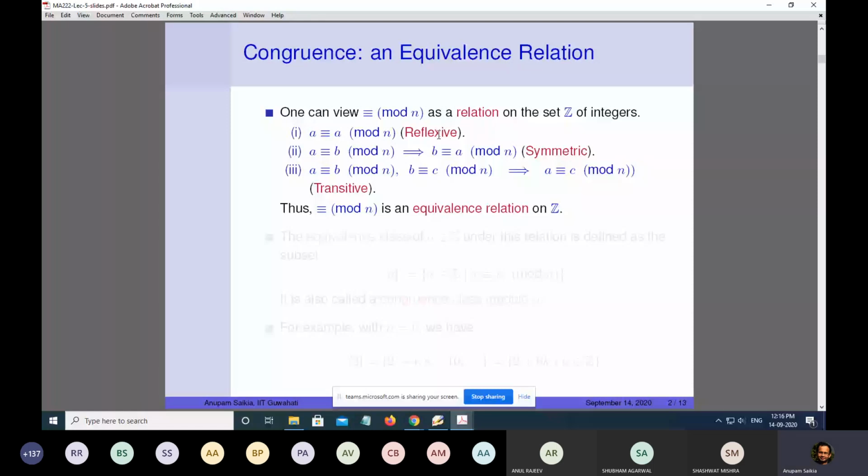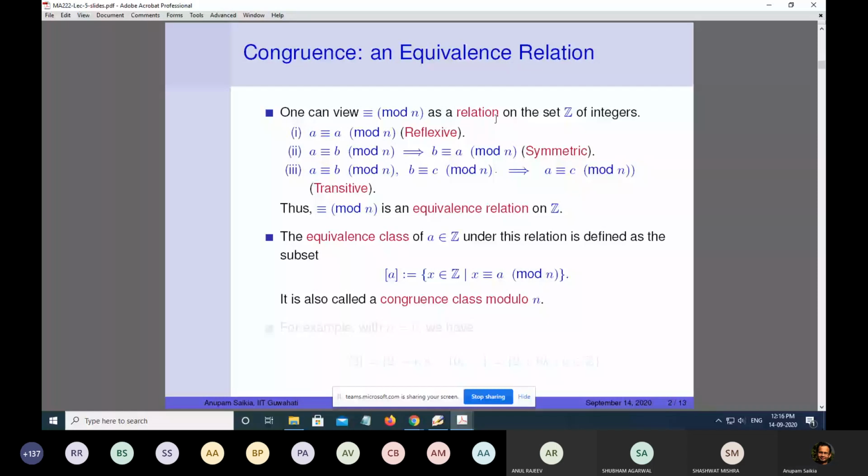And there is a notion of equivalence class. So what is an equivalence class? In fact, for any equivalence relation, we call it an equivalence class. But when we are talking about congruence modulo n, we can also call it a congruence class, since our relation is this. So this is the general terminology, equivalence class, for an equivalence relation.